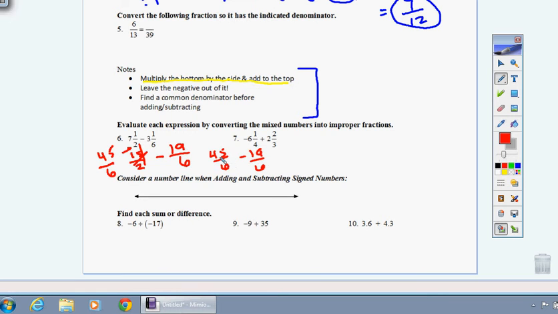So when I do that, 45 over 6 minus 19 over 6 is going to give me 26 over 6. And now we have to simplify. Always write in lowest terms. So if I simplify that, I'm going to divide the top by 2 and the bottom by 2, because 26 and 6 are both divisible by 2. So that's going to give me a final answer of 13 over 3.